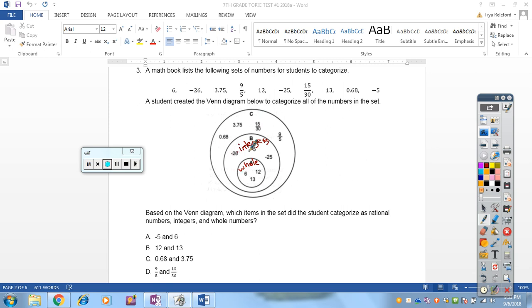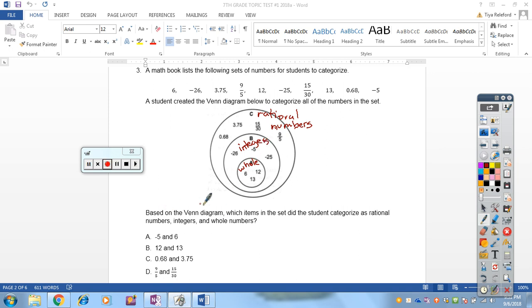And then our last section way out here is rational numbers. This is almost all numbers, and you only use one number in 7th grade that's not rational. So you've got just about everything else is rational.